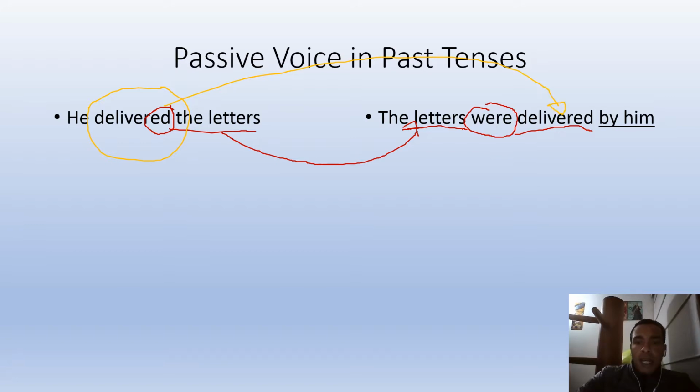Okay, and now something important. If I think that the object is relevant, the subject of the sentence is relevant, in this case, he, I can just put it at the end, and I have to use the object pronoun, not the subject pronoun. So it is by him, and I have to use by. Okay, that will be the case in affirmative sentences.